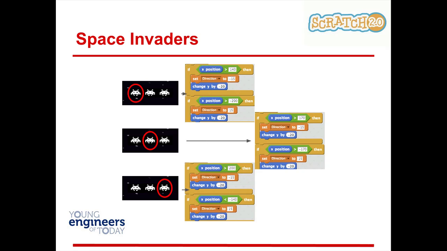So there you go. Look up at the top. If X position is greater than 140, set direction to -15, change Y by -20. If X position is greater than -200, then set direction to 15, change Y by negative 20. Down here, if X position is greater than, that was 140, right? This one is going to go to 170, because it's closer, it can go farther. So 170, set direction negative 15, right? That's kind of the hard game. Change Y by negative 20.